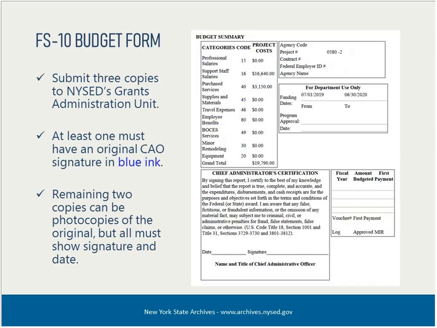One thing we'd really like to emphasize is that at least one of the 3 FS10s must be signed by your CAO in blue ink. The other 2 may be photocopies of the original, or the CAO may sign all 3 in blue ink so that the grants unit has 3 originals. Once you have those 3 FS10s printed and signed, they can be mailed to us at the New York State Archives along with the institutional authorization form, the payee information form, and, if needed, the W-9.